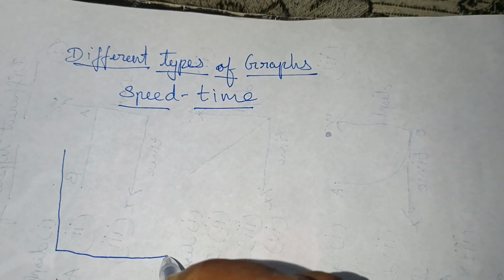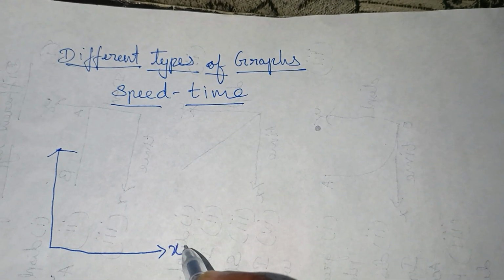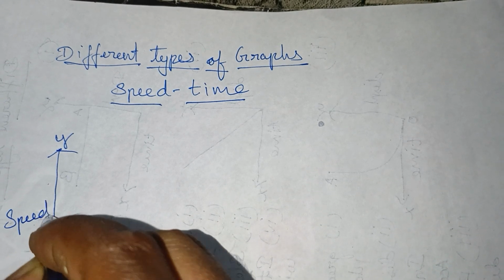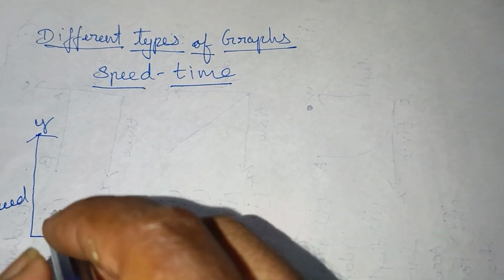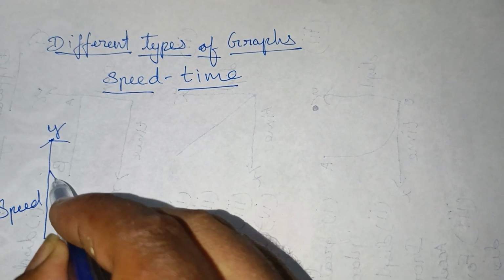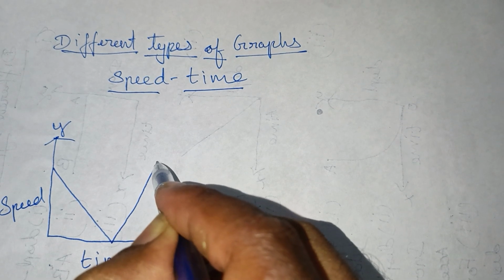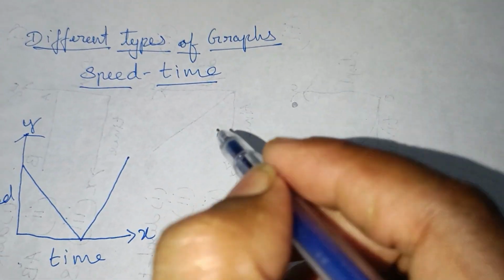So this is my graph. Here this is my x-axis, this is my y-axis, my y component is speed, and the time component will be x. The graph is behaving in this style. This is the real graph which we are going to discuss today.